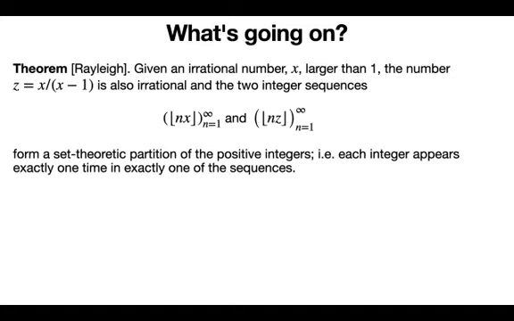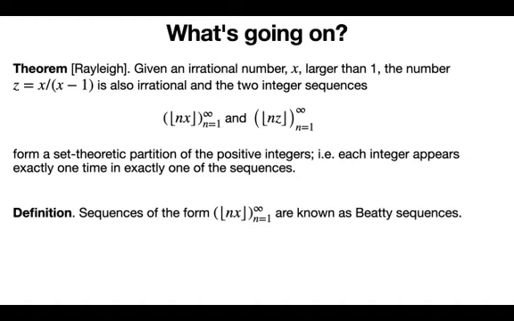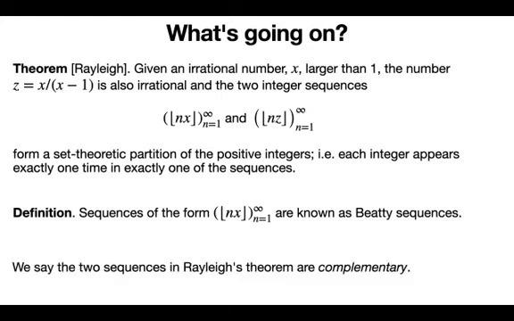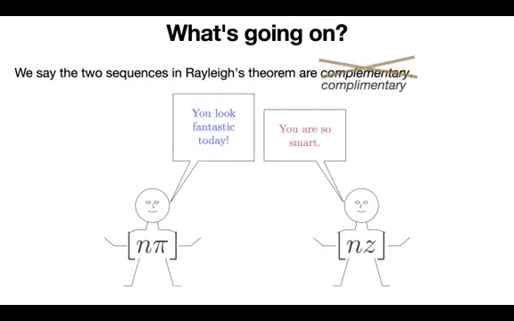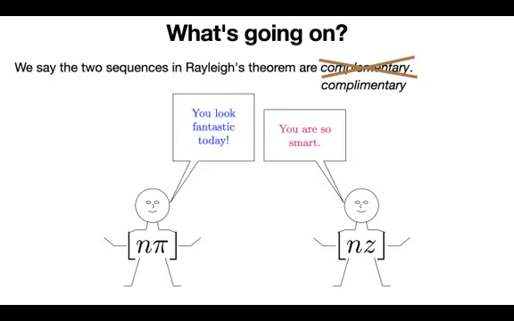These kinds of sequences, this idea of flooring the integer multiples of a number, are called Beatty sequences, and they are well studied, and you can look them up and find interesting things about them. So Rayleigh's theorem says that there are two Beatty sequences out there that form complementary sequences. And I just want to point out that the term complementary means that they have sort of the opposite things in common. They are set complements. It doesn't mean that they say nice things about one another, although that's fun to think about as well.